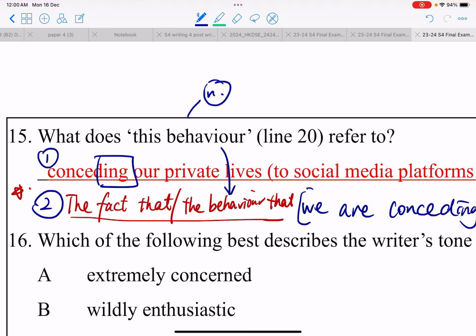I hope that after this video, you can better understand how you can tackle the common question type, reference.